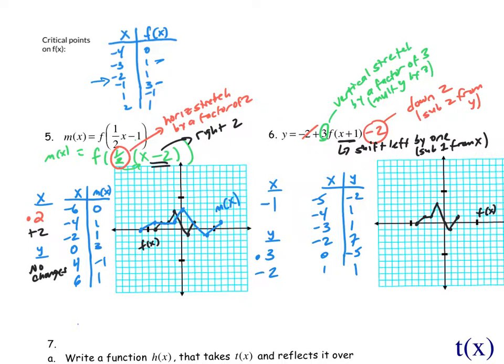And then we can go ahead and plot those to get the transform function. So negative 5, negative 2, negative 4, positive 1, negative 3, positive 1, negative 2, up at 7, and 0, negative 5, and 1, 1. And then we can connect those to get our transformed function. So this is what was called y for us, or the transform function.